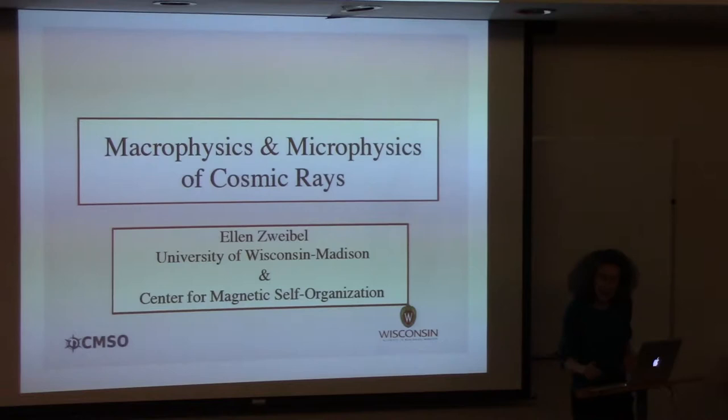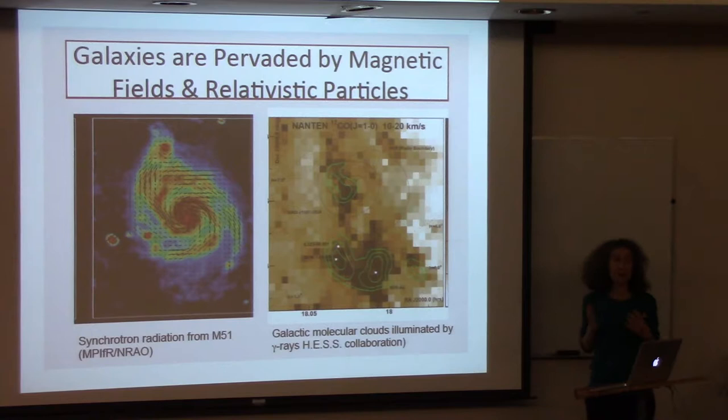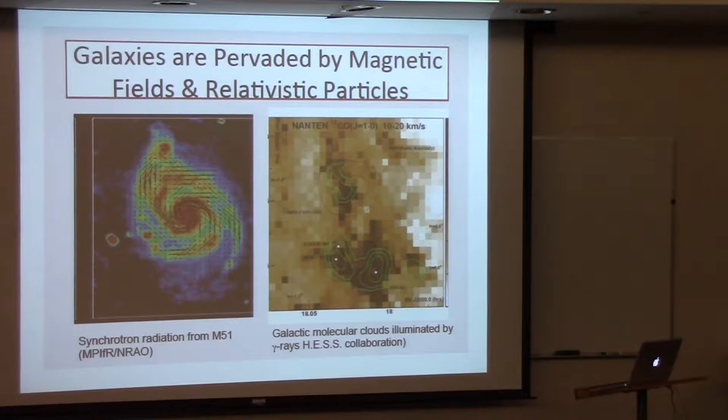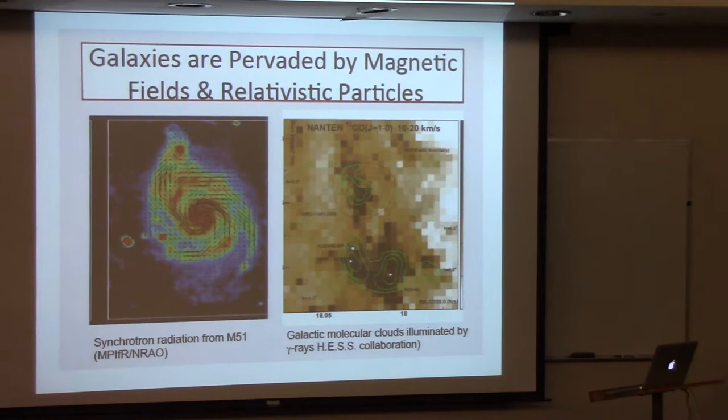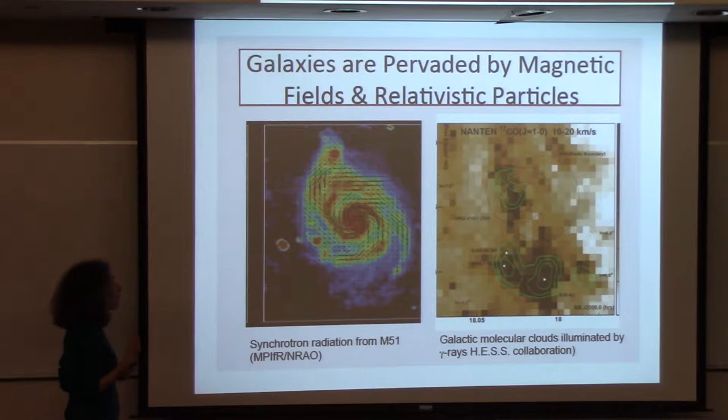So I'm going to talk about the macrophysics and microphysics of cosmic rays. Galaxies are pervaded by magnetic fields and relativistic particles. What you see here on the left is the non-thermal continuum of radiation from the spiral galaxy M51. The little black line segments show the orientation of the magnetic field in the plane of the sky as revealed by synchrotron radiation. So for a long time, we've been able to study the electron component of cosmic rays.